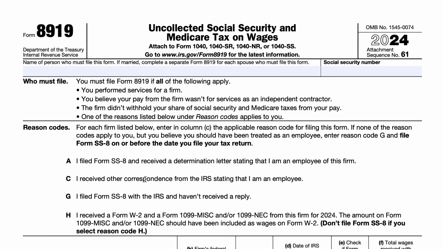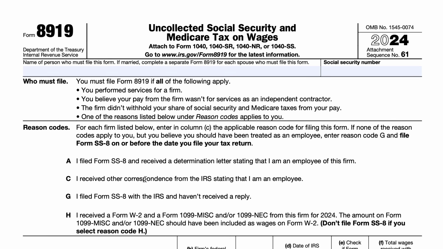So, before we get into the reason codes, let's talk about the difference between an employee and an independent contractor. For Social Security and Medicare tax purposes, an employee of a firm normally will have what's known as FICA, which is the Federal Insurance Contribution Act. That constitutes Social Security and Medicare.